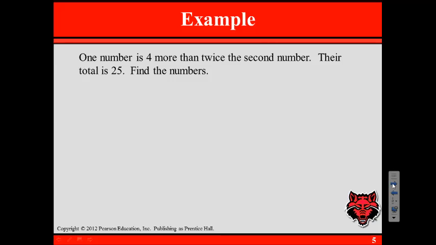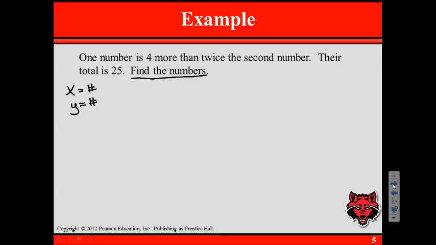One number is 4 more than twice the second number. Their total is 25. Find the numbers. And so we start with the last sentence, find the numbers. That's how we're going to define the variables. X will equal our first number, so we'll say x equals a number, y equals a number.